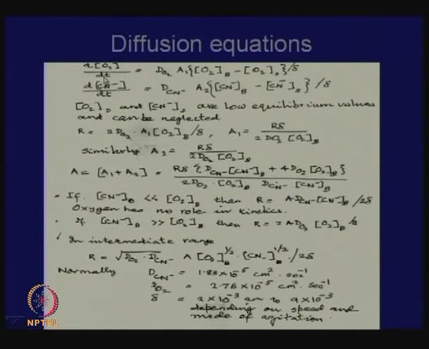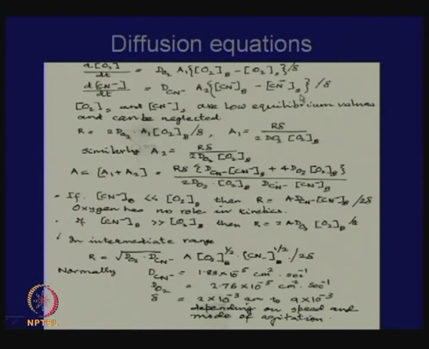We can write the diffusion of oxygen towards the gold surface in terms of a diffusion equation: the diffusion coefficient of oxygen, times the gradient of oxygen, dissolved oxygen in the bulk minus dissolved oxygen at the surface, divided by delta, which is the boundary layer thickness, and A1 is the area at the site where this reaction is taking place. Similarly, for CN- ion diffusion, which is going towards the surface, diffusion coefficient of CN-, cyanide ion in the bulk minus cyanide ions at the surface of gold.